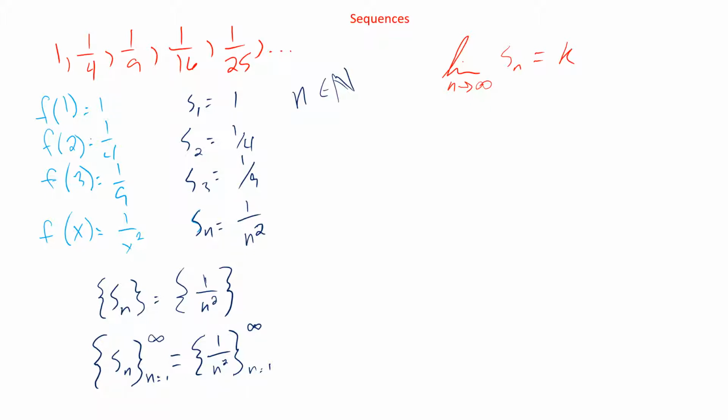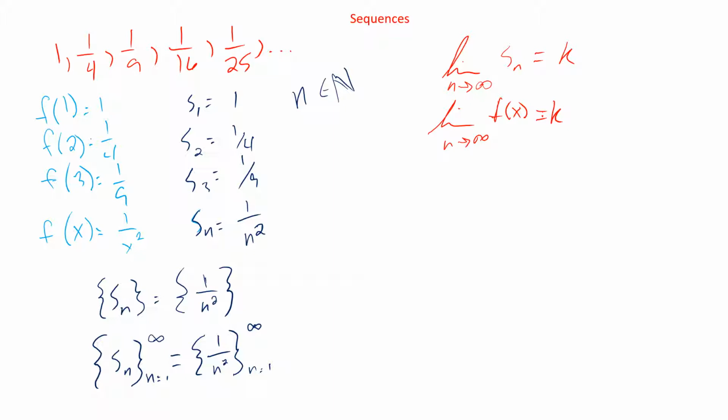We could replace the sequence with the related function to have the limit as n goes to infinity of f of x equals k. How do we find the limit as x goes to infinity? We could plug in infinity, see what happens. If we have, in this case, 1 over x squared, that's going to go to 0. If we had a fraction, how do we find the limit of a fraction?